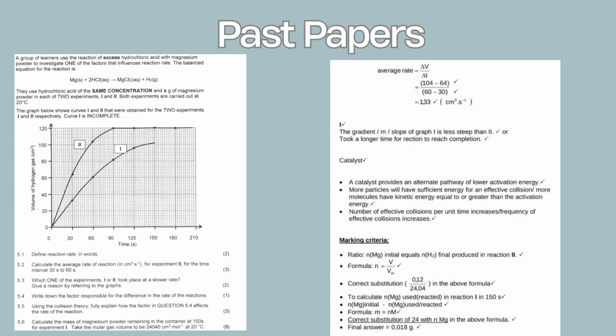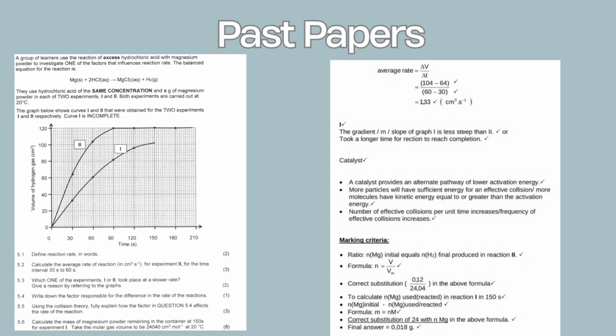The answer is experiment 1 because there is a less steep gradient. So, the steeper the gradient, the faster the reaction rate. Please make a note of that and write it down. Write down the factor responsible for the difference in the rate of reactions. We know that the concentration is the same, we know the temperature is the same, and most likely the magnesium powder is the same. So there is another factor, which is a catalyst.